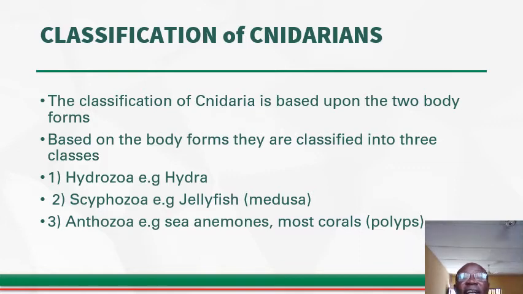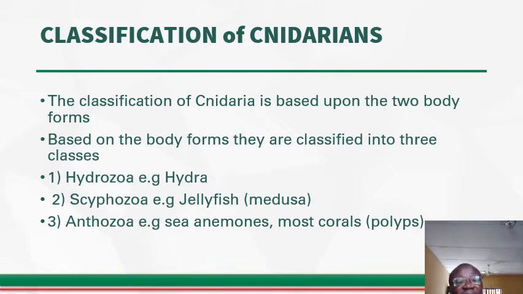Then to classify the cnidarians into the various groups, we base the classification of Cnidaria on the two body forms that we have already mentioned, the polyps and the medusa. So it is on the basis of these two body forms that the phylum Cnidaria is classified. And based on the body forms, they are classified into three main classes.